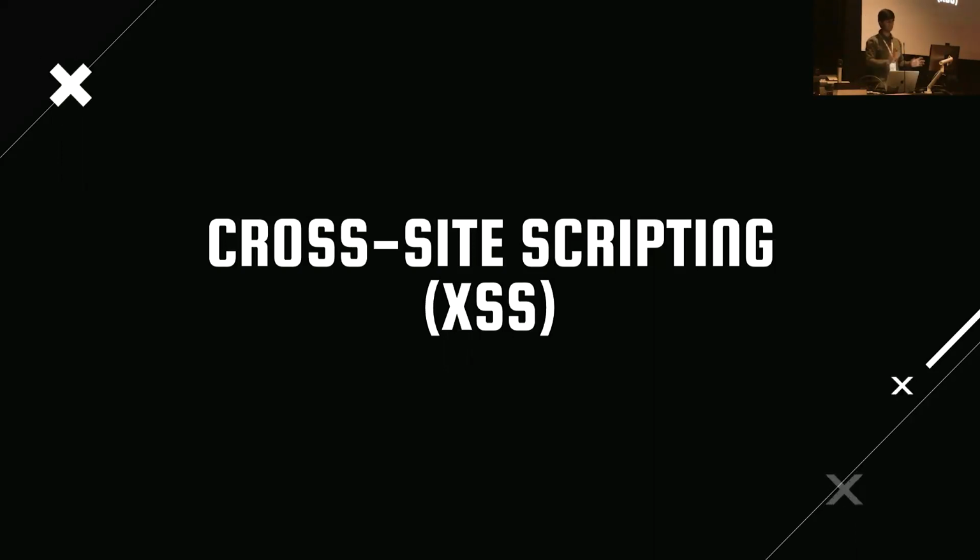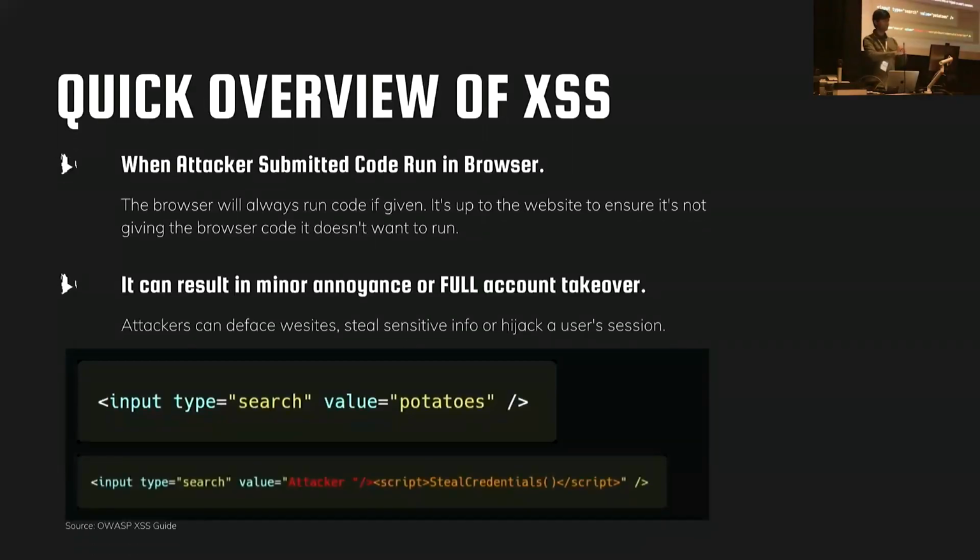I still see some hands not raised, so I'm just going to do a very quick baseline run-through. The people who already know, please bear with me. I'm not going to spend too much time on it. So XSS, or cross-site scripting, is basically when your application is vulnerable and the attacker can inject or submit their own malicious code, and because of a vulnerability in your web application, the browser runs it.